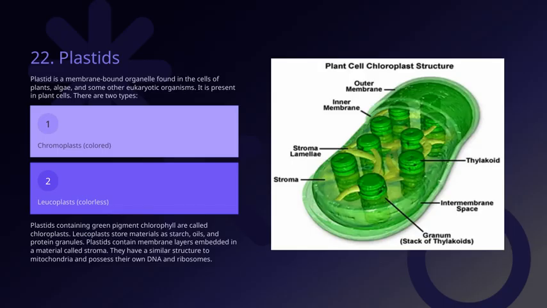A key point to remember is that plastids containing green pigment, which is chlorophyll, are called chloroplasts. These are essential for photosynthesis, allowing plants to convert light energy into chemical energy.